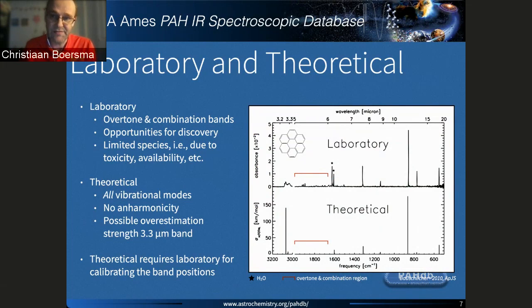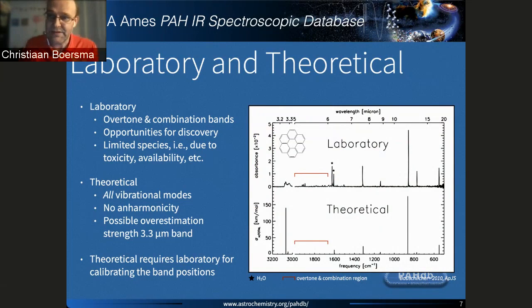This is illustrated in the figure, highlighted by the red bracket, which compares the laboratory-measured and quantum chemically computed harmonic spectrum of the PAH coronene. Here is its structure. Also, laboratory measurements open up opportunities for discovery. One example here would be the unexpected presence of electronic transitions found in the mid-infrared for some families of PAHs. A disadvantage of laboratory work is that one is limited by what is available and any potential toxicity. You don't want to poison your lab scientists.